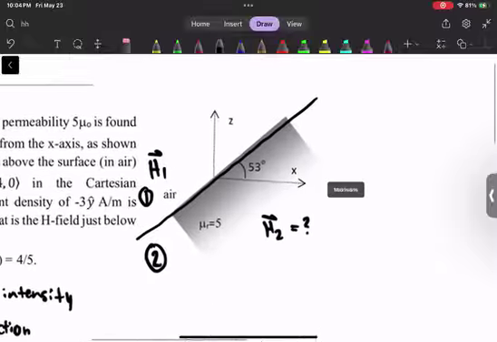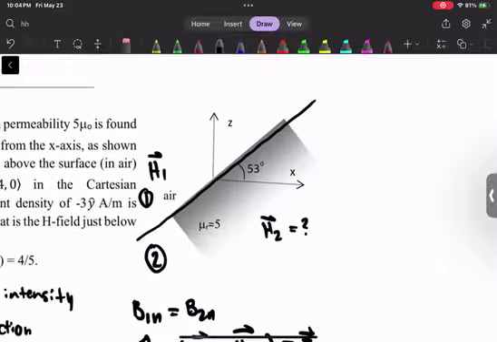First we need to find our n hat and t hat. Our first n hat is going to be normal to the surface of the boundary, and we know that it's tilted at 53 degrees. So we need to break this normal component into its vector components. We know this is n2, and to find what n2 is, we're going to use trigonometry.